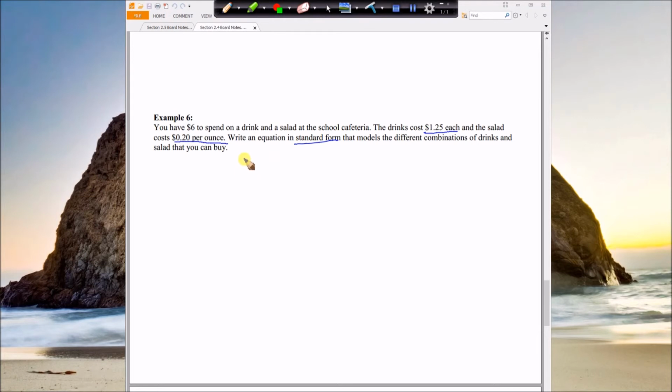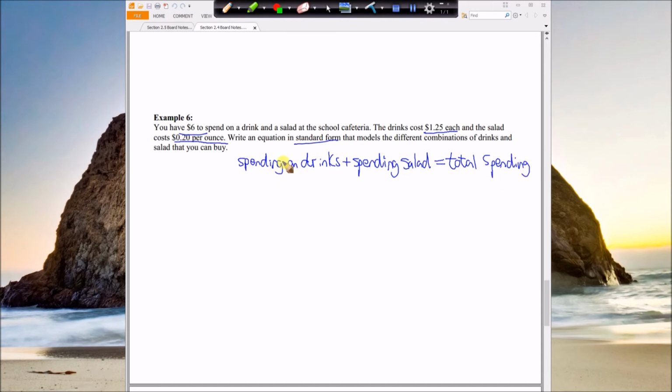Okay? And so write an equation in standard form that models the different combinations of drink and salad you can buy. So you can first set this up in words. You can say my spending on drinks, okay, so I'm buying drinks and salad. My spending on drinks plus my spending on salad must be equal to the total amount I have to spend, my total spending. I can't spend more money than I have.